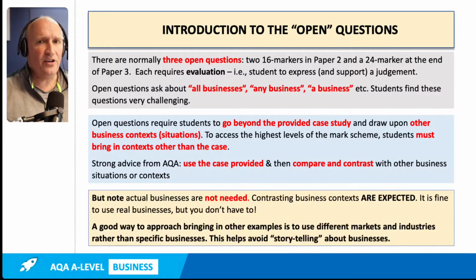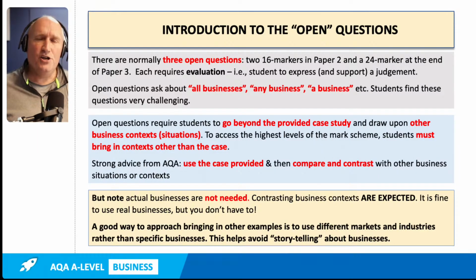So we need to go beyond the case study to explore some other situations, but you don't have to use real businesses if you don't want to. There's no expectation that a top level response will make use of real business names or examples. If you've got them, that's great, use them. Don't write a book about them, bring them into the argument.